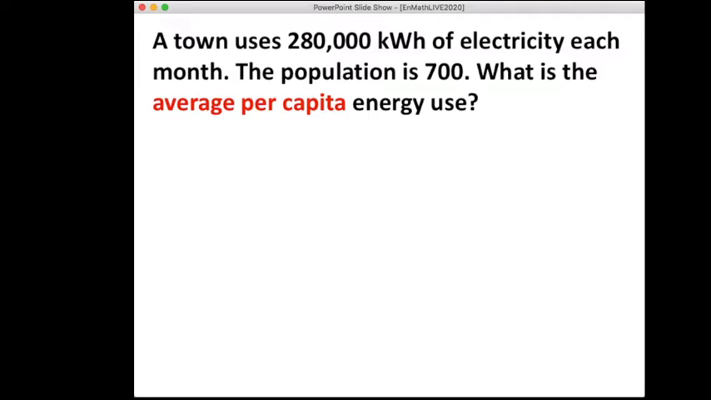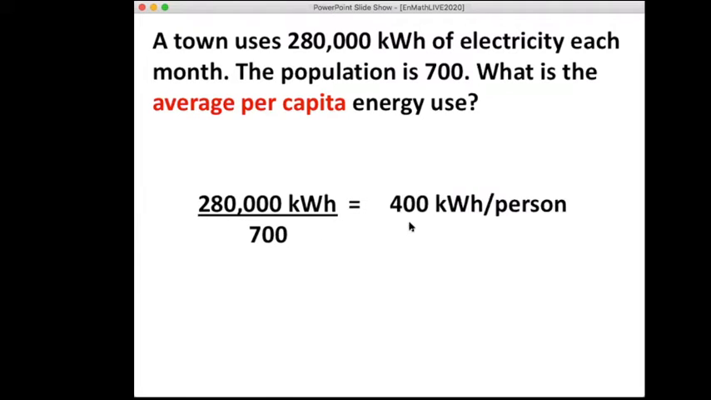How many people? So all we have to do to solve this one is take the amount of electricity that's being sold each month and divide it by the number of people. So per capita use would be 400 kilowatt hours per person each month. Not a hard problem as long as you understand what per capita means. Everybody's share, if they all use the same. That's why we use the word average.